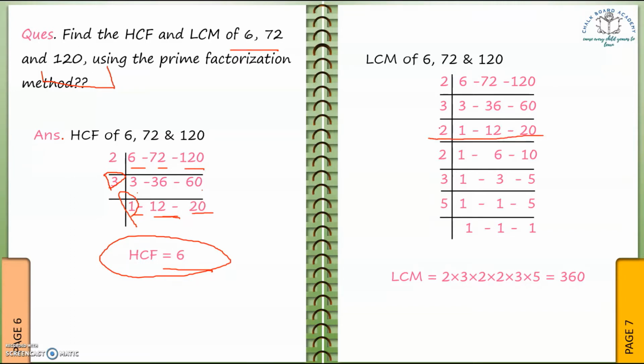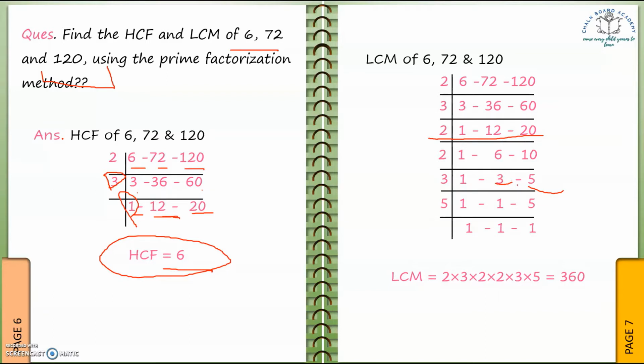Now we will further divide because these two, 12 and 20, are even numbers. So we are dividing them by 2. So we got the result as 6 and 10. Now again these two are even numbers, so we are dividing them by 2. So we got the result as 3 and then 5. Now we can even leave them because these 3 and 5, both the numbers, are prime numbers and do not have any common factor.